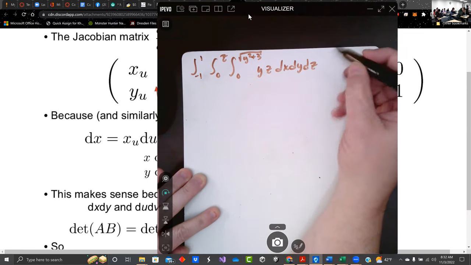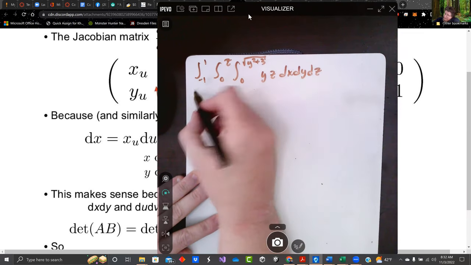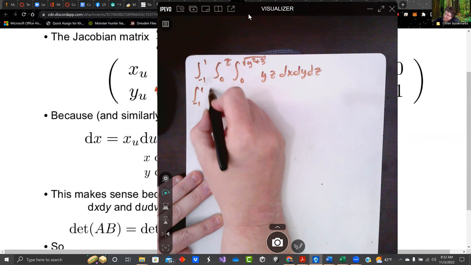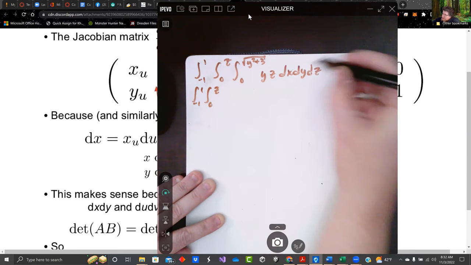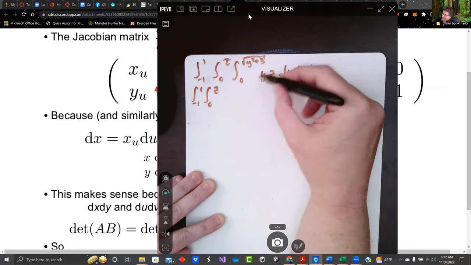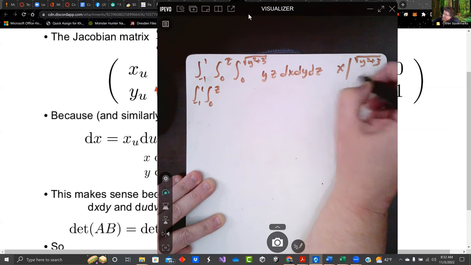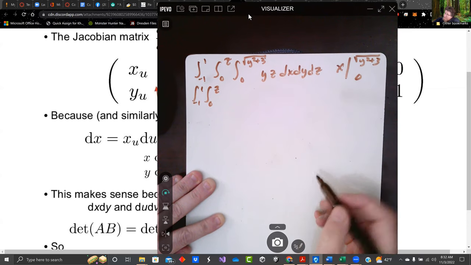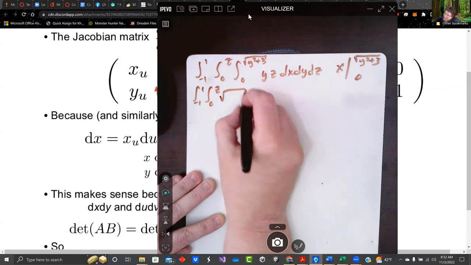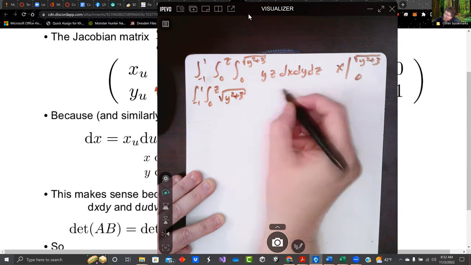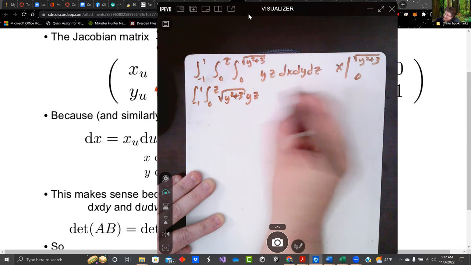Oh my goodness. So we integrate right away. And this just becomes, there's no x in there, so we add an x. And we're having x times y squared plus 3 to 0. That just becomes y squared plus 3. And then we've got yz dy dz.